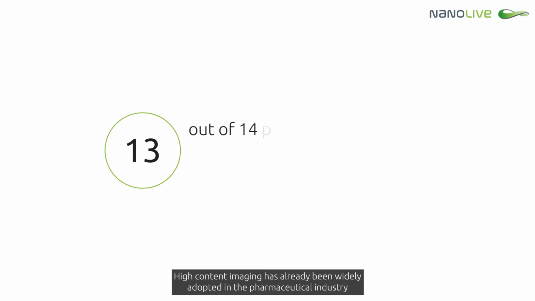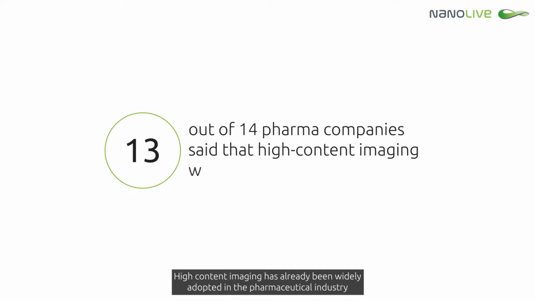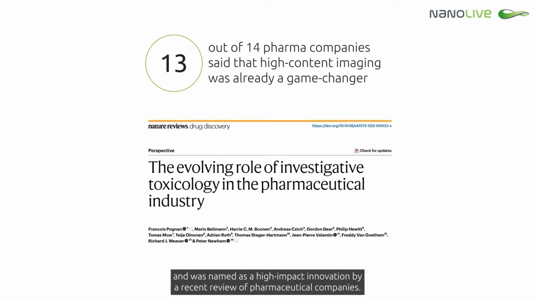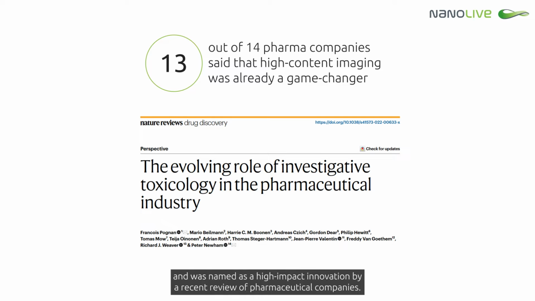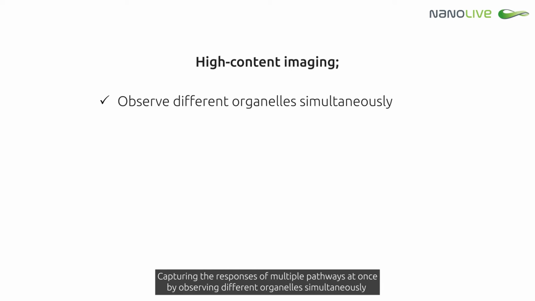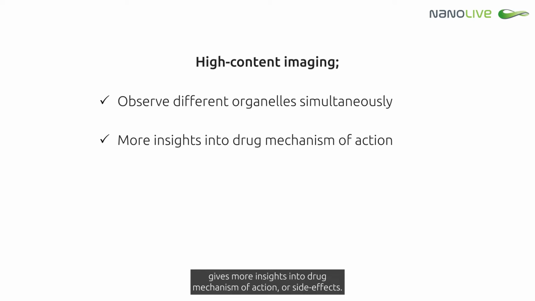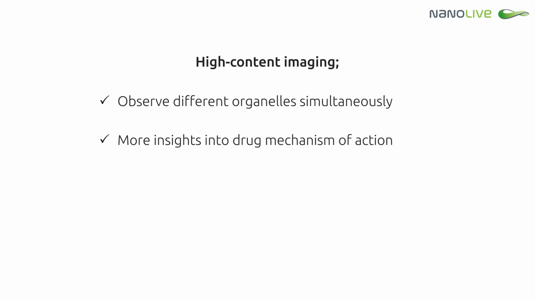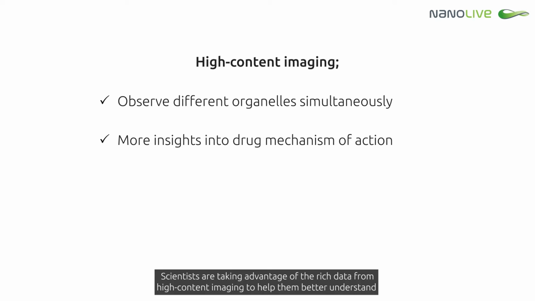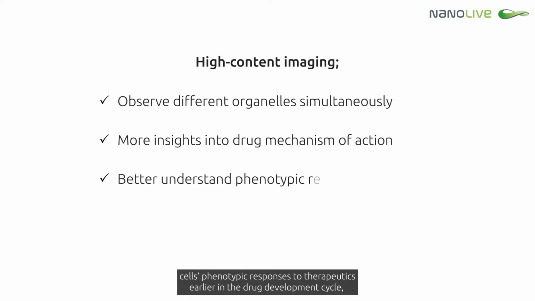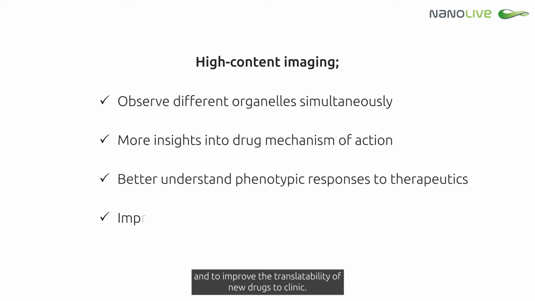High-content imaging has already been widely adopted in the pharmaceutical industry and was named as a high-impact innovation by a recent review of pharmaceutical companies. Capturing the responses of multiple pathways at once by observing different organelles simultaneously gives more insights into drug mechanism of action or side effects. Scientists are taking advantage of the rich data from high-content imaging to help them better understand cells' phenotypic responses to therapeutics earlier in the drug development cycle, and to improve the translatability of new drugs to clinic.